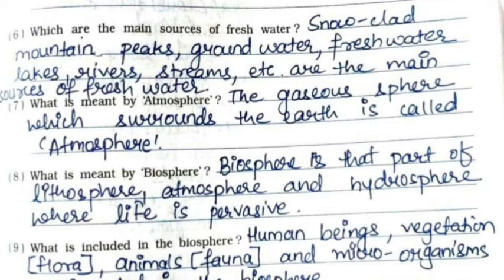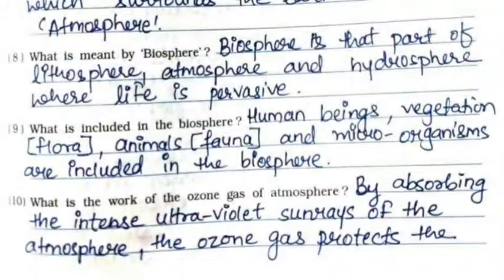Seventh, what is meant by atmosphere? The gaseous sphere which surrounds the earth is called atmosphere. 8. What is meant by biosphere? Biosphere is that part of lithosphere, atmosphere and hydrosphere where life is pervasive. 9. What is included in the biosphere? Human beings, vegetation, that is flora, animals, that is fauna, and microorganisms are included in the biosphere.